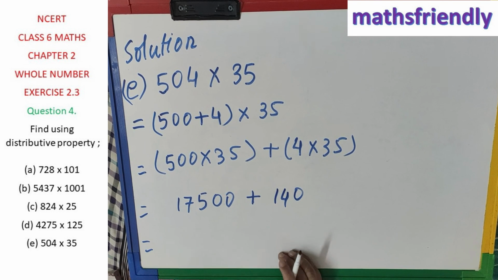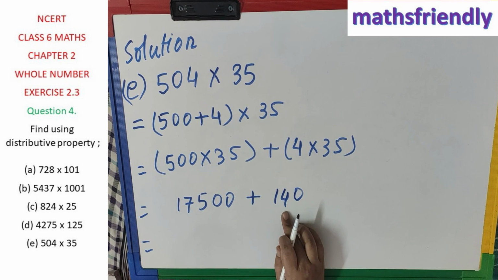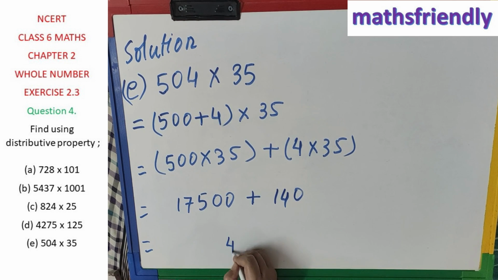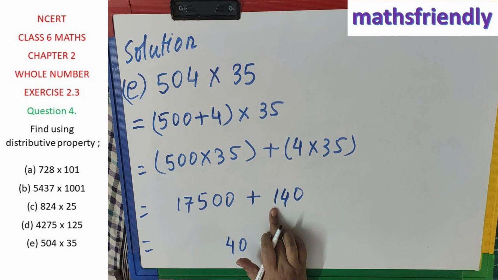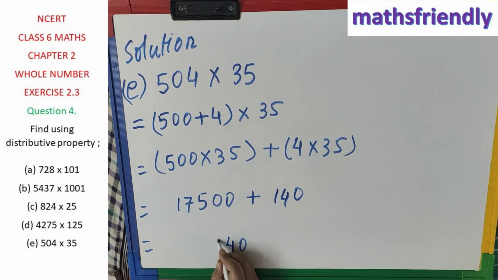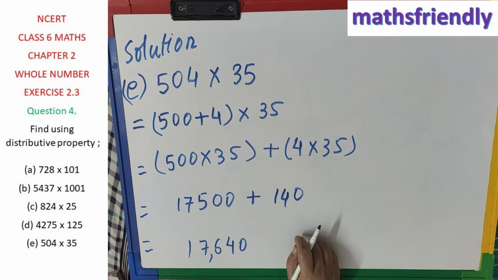We can very easily add now. Ones and tens place, ones and tens place. So 0 0 will be added to 4 0. So this one. In the hundreds place 1 and 5, so 6. Now 7 and 1. So what is the answer? The answer is 17,640. Understood? In the next class, we will do question number 5 of the same exercise 2.3.